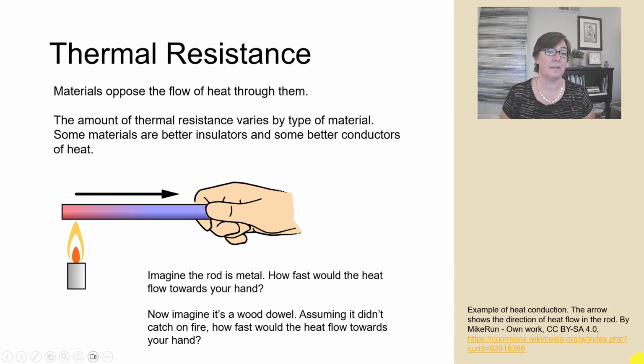Imagine that this is a wood dowel, and assuming that it doesn't catch on fire, all right, assuming that we're holding it out of the flame, how fast is that heat going to flow towards your hand? When are you going to feel the heat? Much, much slower, right? So the wood is a better insulator than the metal, which is a better conductor. Right? They have different values of thermal resistance.